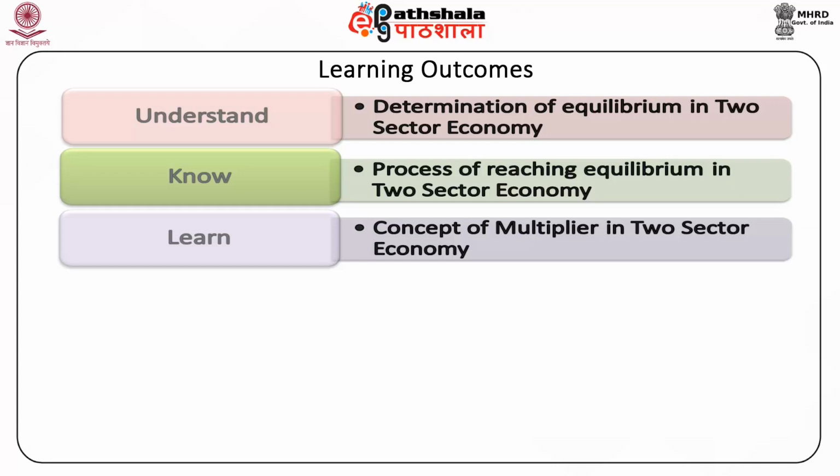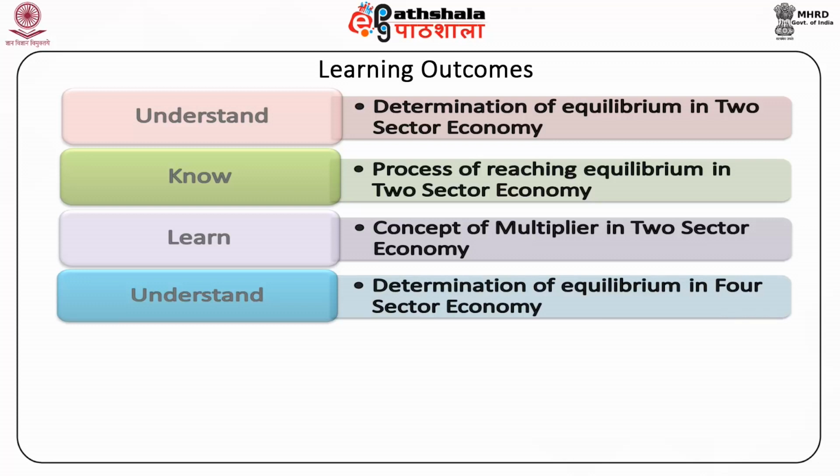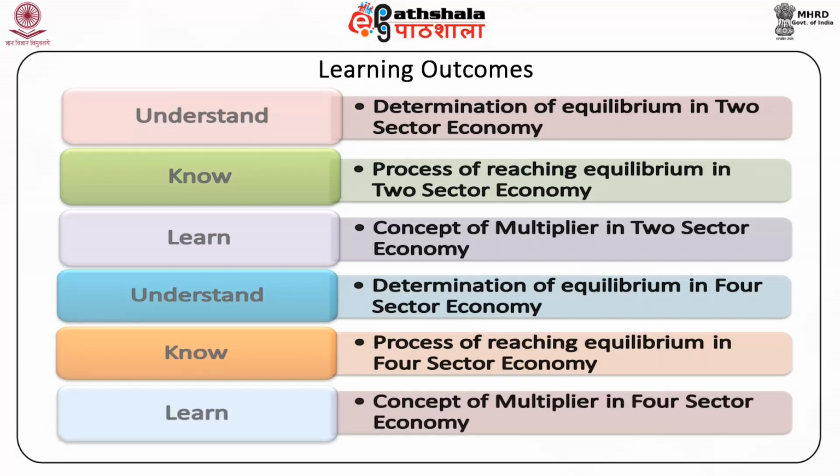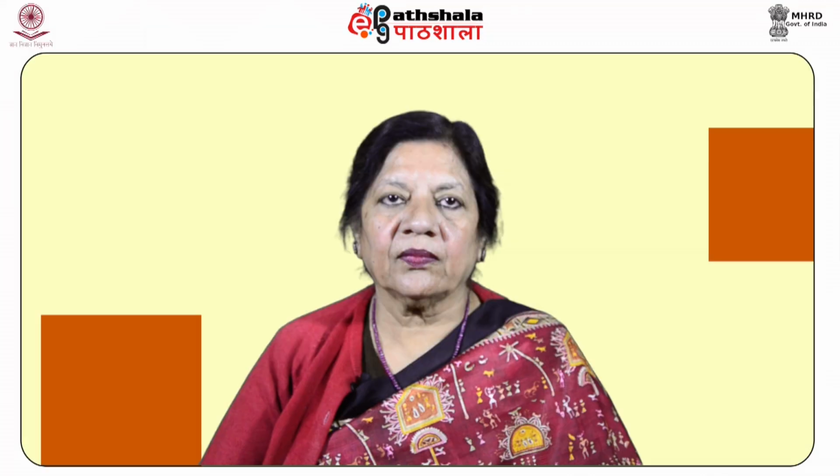Once we are through with the two-sector economy, we shall move on to understand the determination of equilibrium income and output in a four-sector economy, know the process of reaching the equilibrium level, and finally learn the concept of multiplier in the four-sector economy.